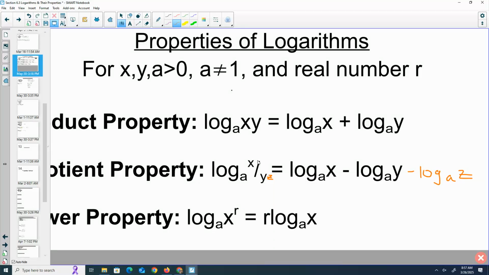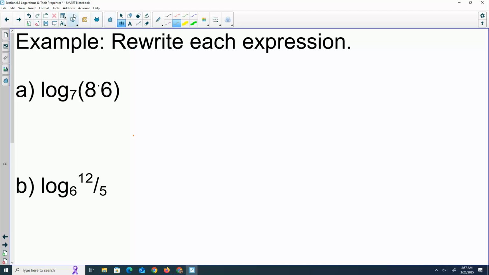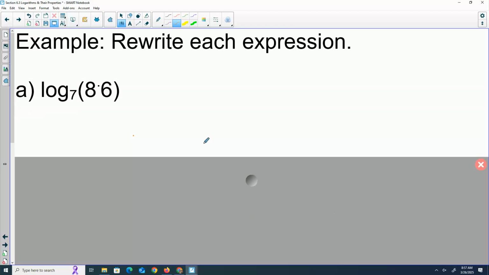So we're going to use those properties to rewrite some expressions. A lot of times it'll say expand or condense. So it might say expand this. If you want to break it apart, if you have the log of things being multiplied together, how do we expand it using those properties? Look at your product property that we wrote down yesterday. What do you do if they're multiplied?